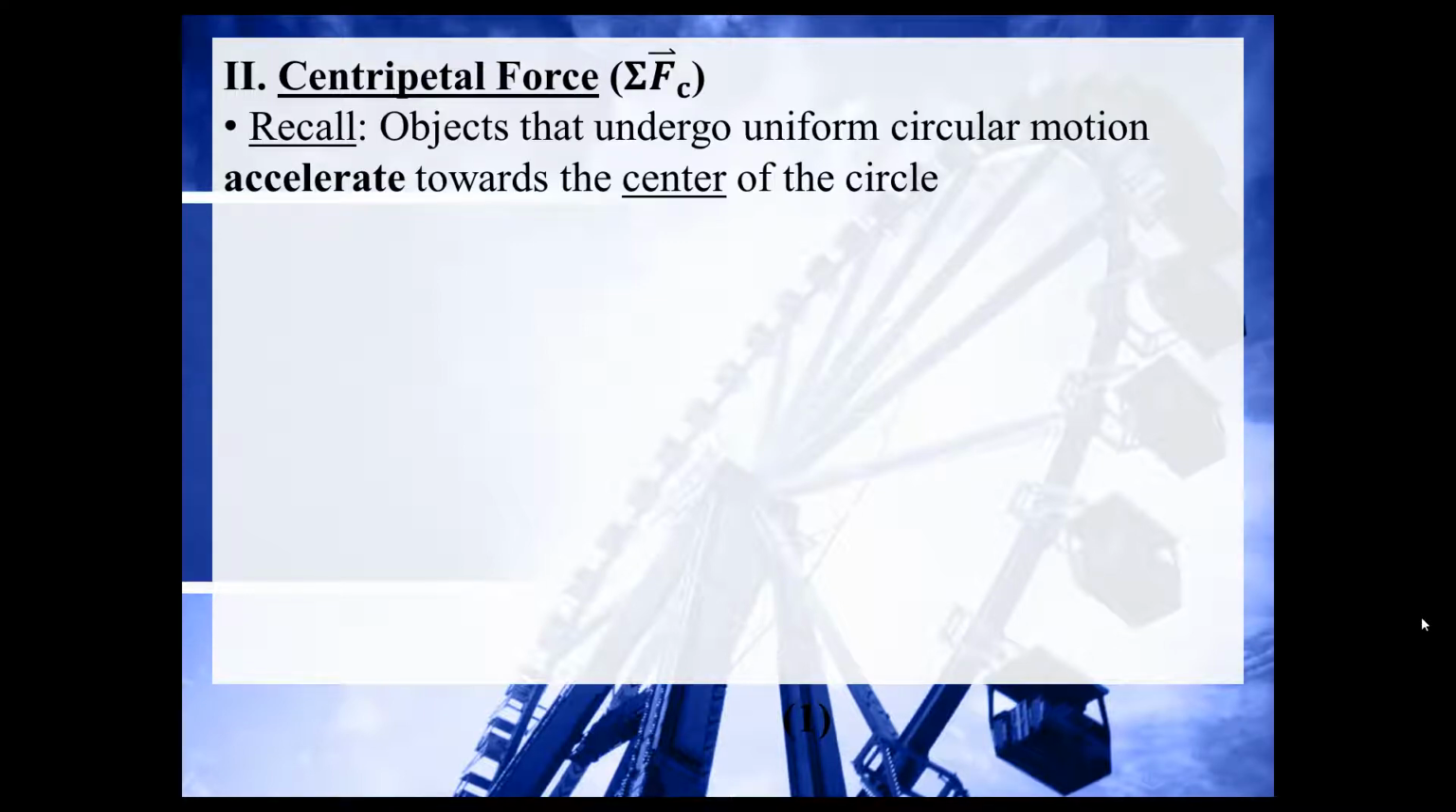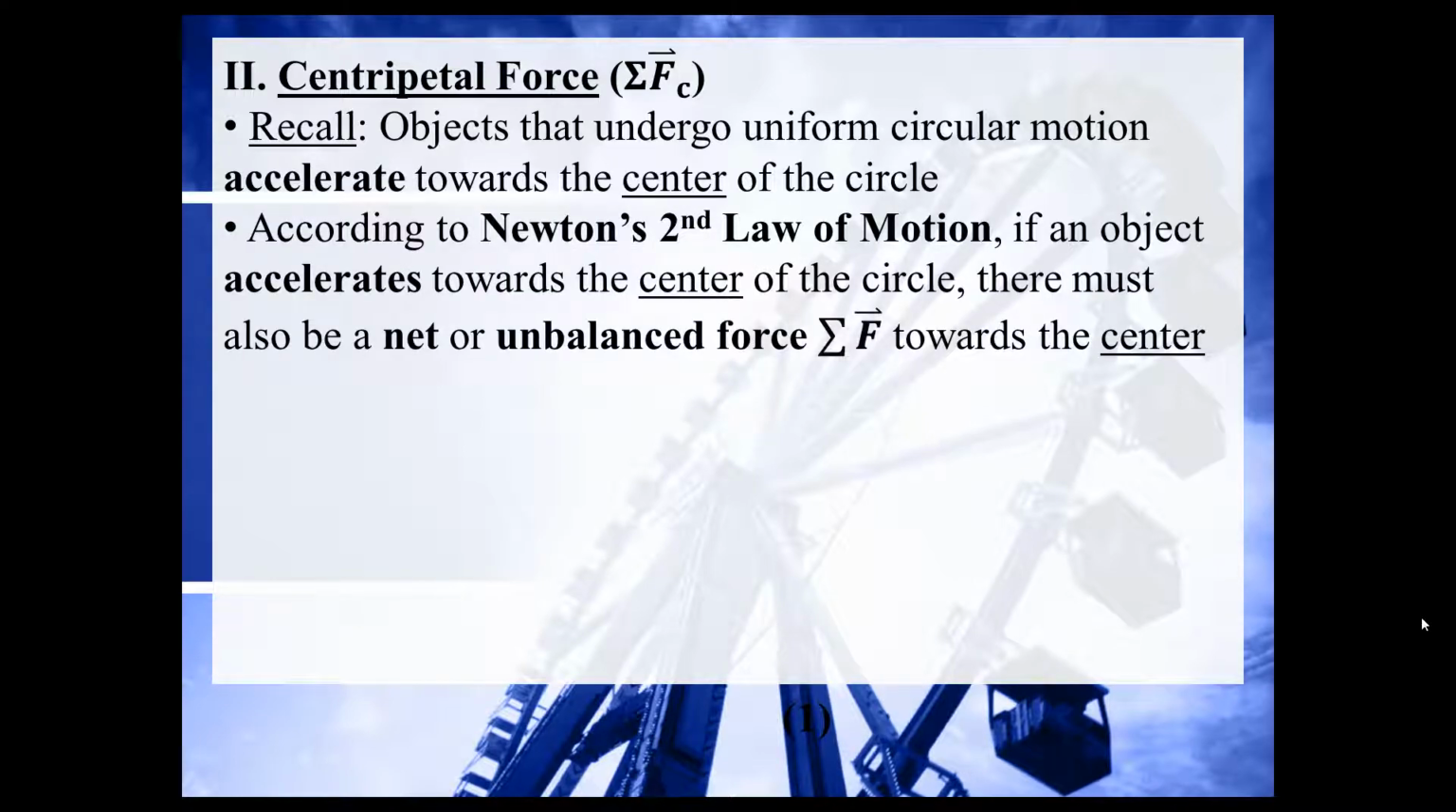So we're going to start off by talking about a centripetal force, which I'm going to use the variable sigma Fc to represent. The sigma is an indication that this force is going to be a net or an unbalanced force. Going back to the last lesson, we talked about the centripetal acceleration of an object in circular motion. And that centripetal acceleration, the word centripetal itself means center seeking, is always towards the center of the circle. Doesn't matter where we are in uniform circular motion, our centripetal acceleration always points towards the center.